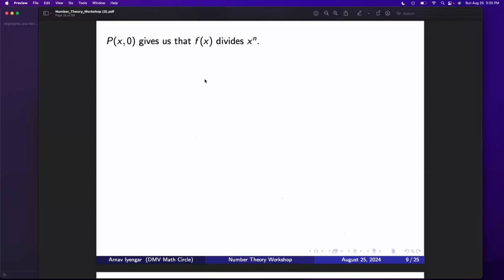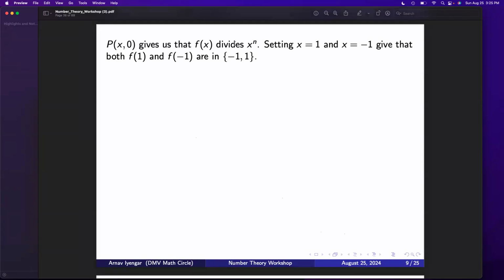First, the easiest thing to do is where x to the n has the least number of divisors, which is true with x equals 1. So you have f of 1 and f of negative 1 are going to be in negative 1 and 1.